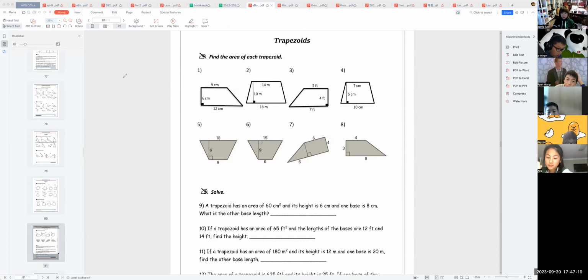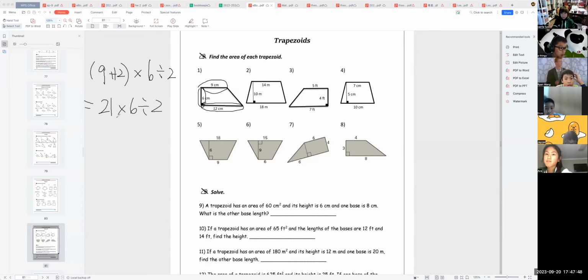Okay, so let me tell you how to calculate the area of the trapezoid. So the trapezoid always has the top line and the bottom line and also the height. Okay, so the area of the trapezoid is 9, the top line, plus 12, the bottom line, times the height and divided by 2. So the answer is 21 times 6 divided by 2.